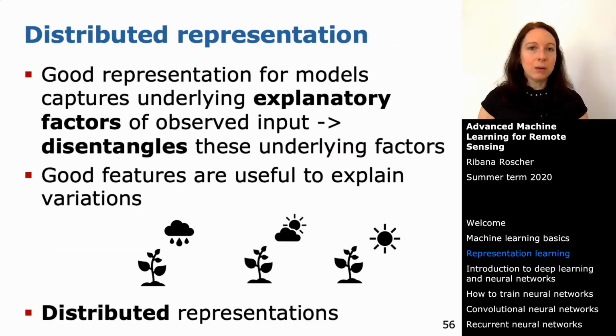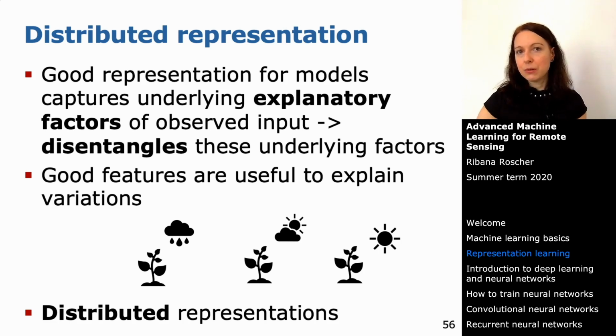And the last thing I want to talk about today is distributed representation, because neural networks are also very good in finding a distributed representation. A good representation for models captures the underlying explanatory factors of variation. That means the underlying factors which explain the data are disentangled. That means that good features are useful to explain all the variation.